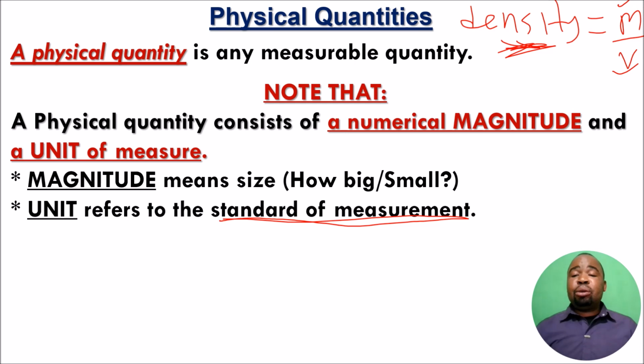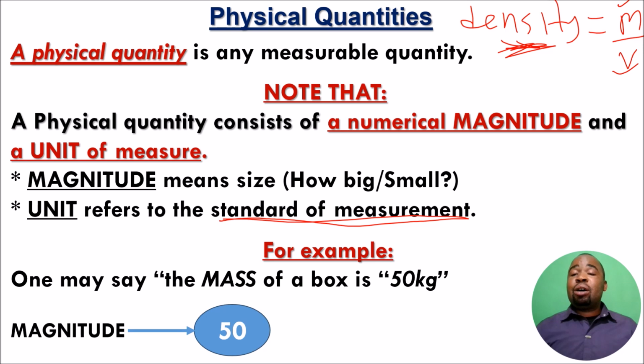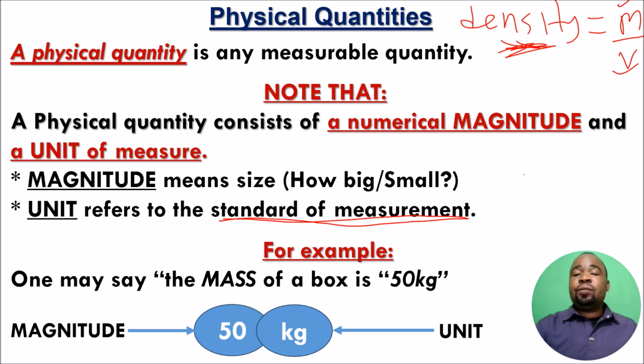Let me use an example to explain what we mean by a standard of measurement. One may say the mass of a box is 50 kilograms. 50 is the numerical magnitude, the number representing the size. Kilogram is the unit of measure. If someone says, I want you to take my parcel, which is 50, just 50, that is meaningless. You don't know how heavy the parcel is.